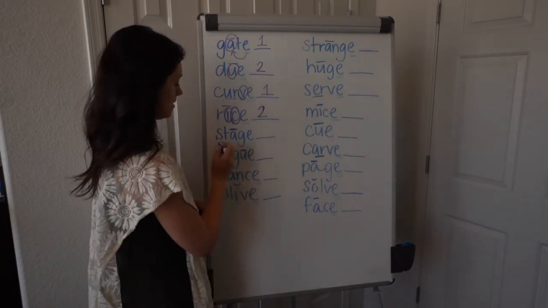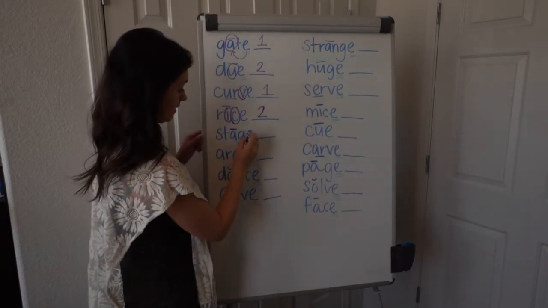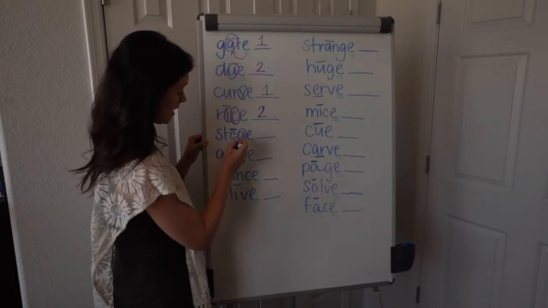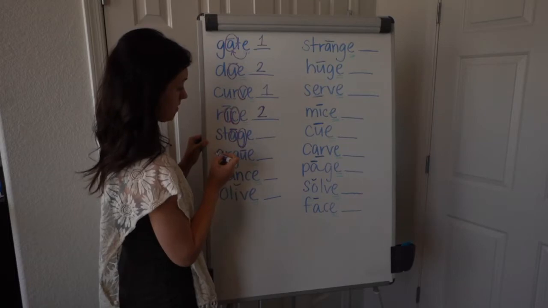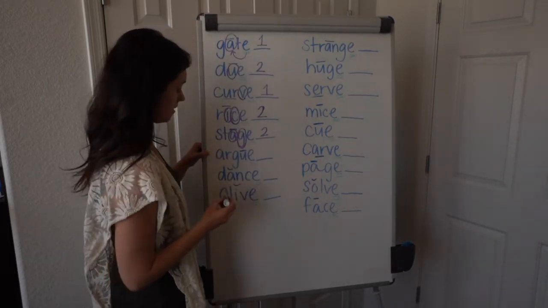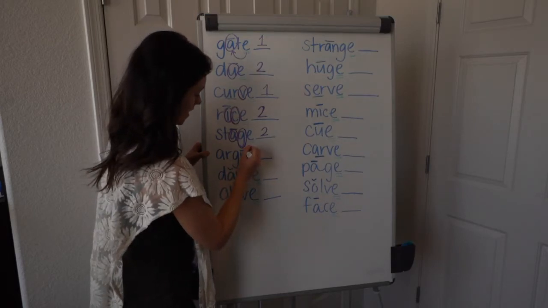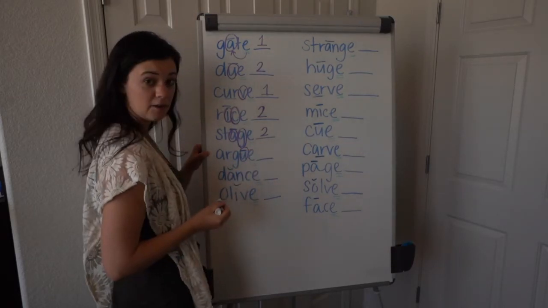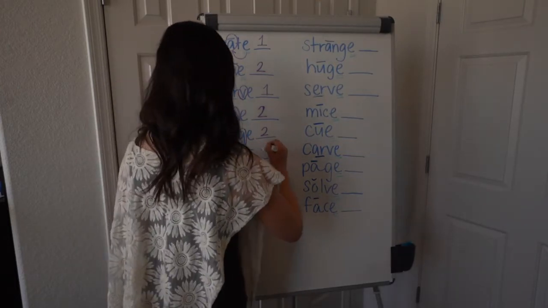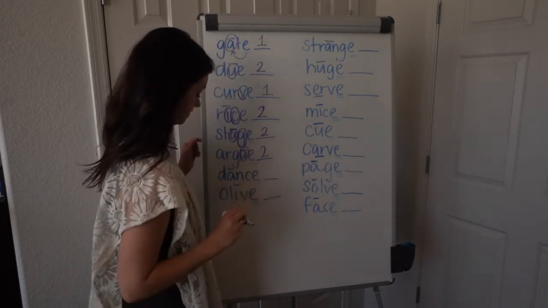Okay, this one, stage. I see that G again. That G is saying its soft sound, and I see that the A is saying its long sound. So I'm going to go ahead and say 2 for that one. For argue, I see that that U is saying its long sound, and I know that we can't end the word with a U. So for this one, 2 reasons.